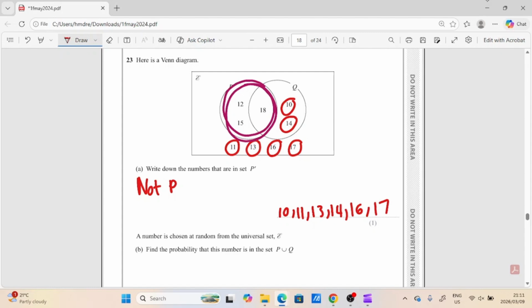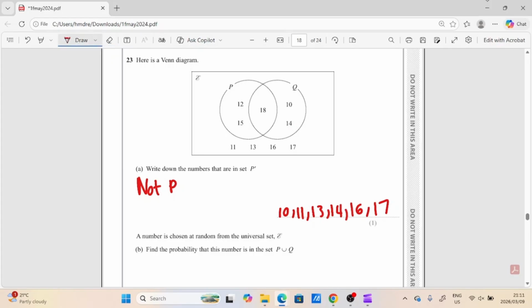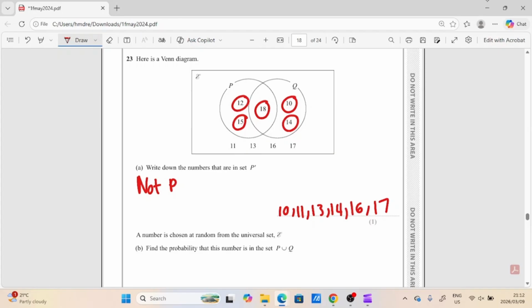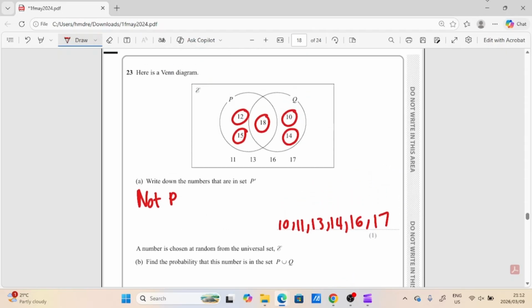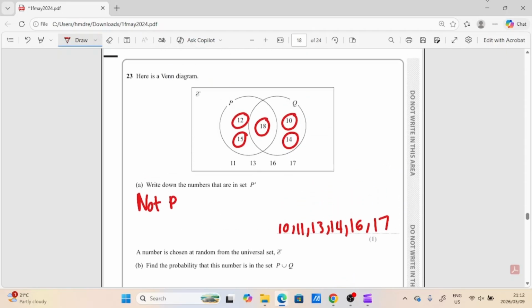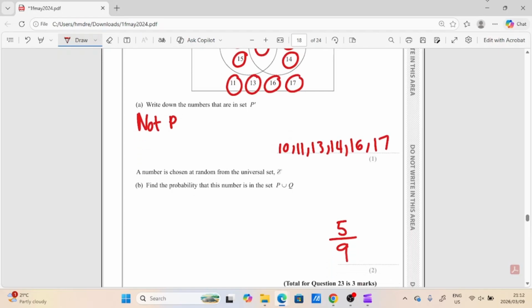A number is chosen at random from the universal set. Find the probability that this number is in the set P or Q. Okay, so basically we want all the numbers that are in P or in Q. These ones, and these are 1, 2, 3, 4, 5. So there are 5 in P or in Q. And how many numbers are there in total? 1, 2, 3, 4, 5, 6, 7, 8, 9 numbers in total. So the probability is 5 out of the total of 9.